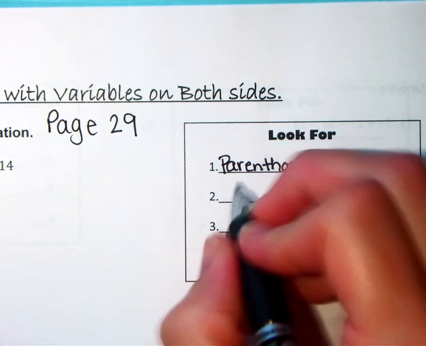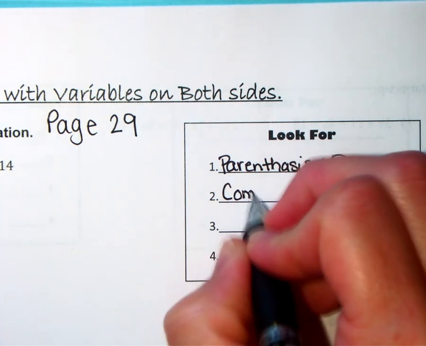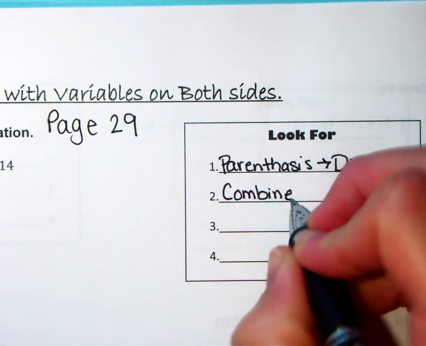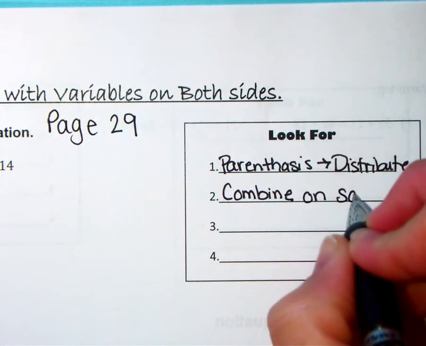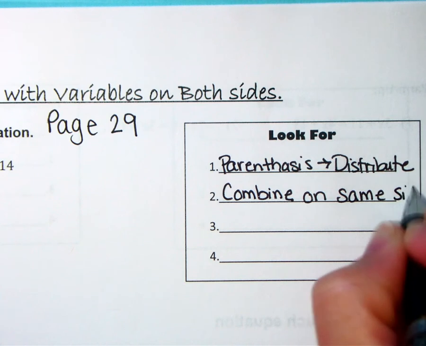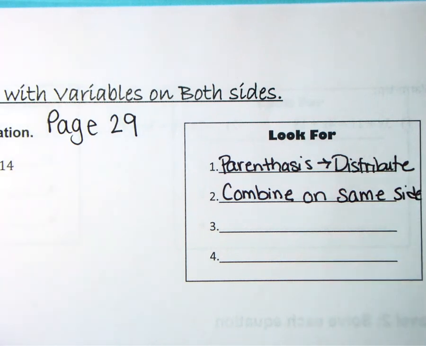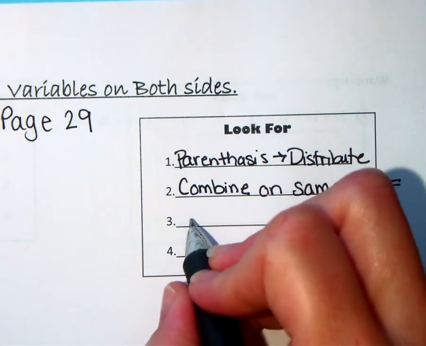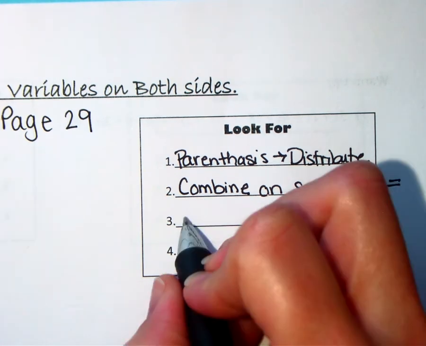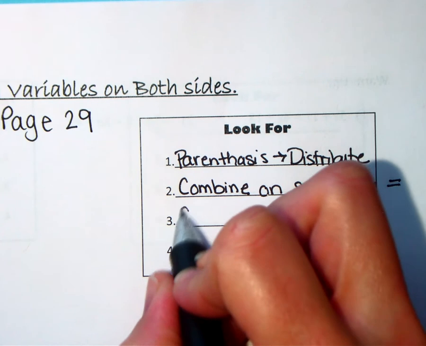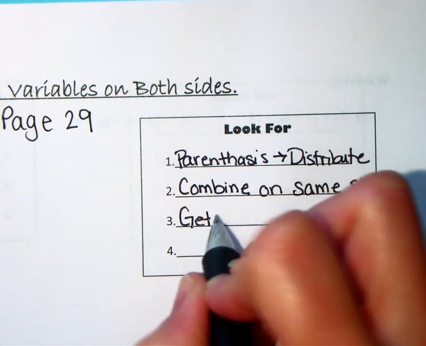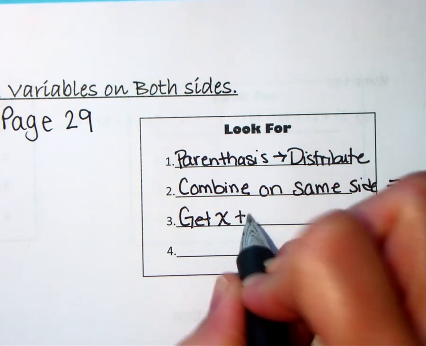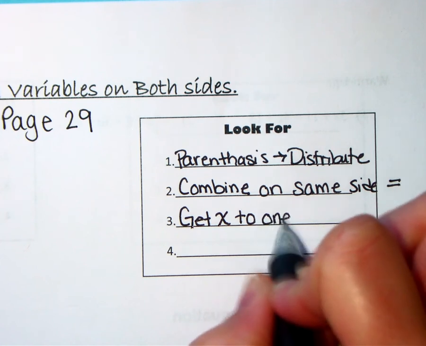So do you have anything that you can combine on the same side of the equal sign? So you have to have like 2 X's on the left or 2 X's on the right that you might be able to combine. You won't see any of that today. Okay, so what you will see is you're going to see this part right here. So when there's X's on both sides, we're going to get the X's to one side.